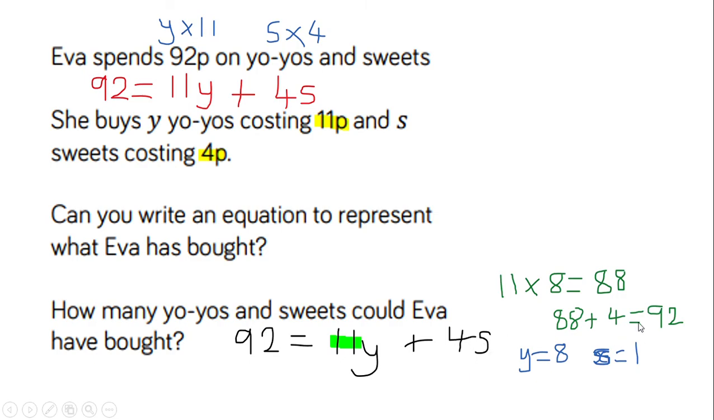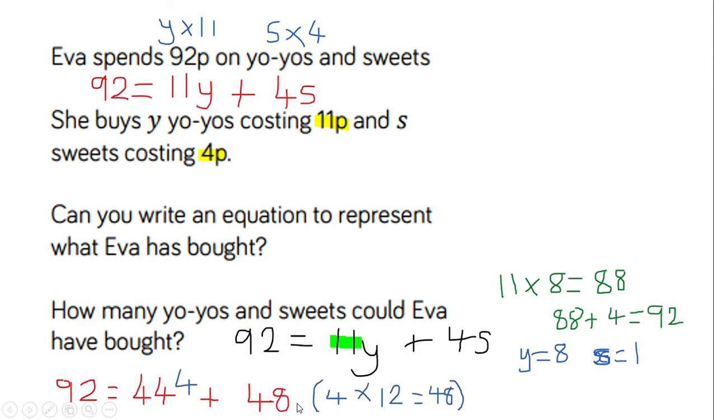Okay, another example could have been, if you looked at it differently, seeing that 92 could be made from 44 and 48, where the Y would be 4. 11 times Y is 44. And the S would be 12, where 4 times 12 is 48. So Y equals 4, S equals 12.